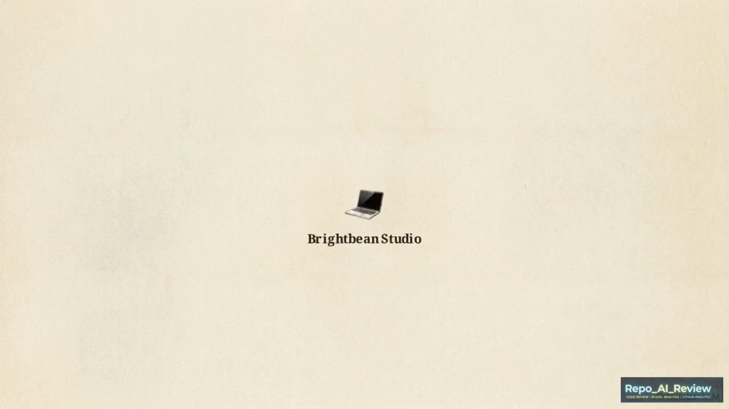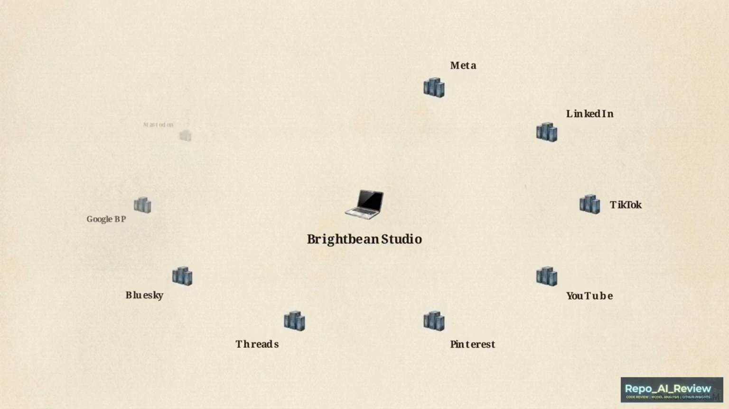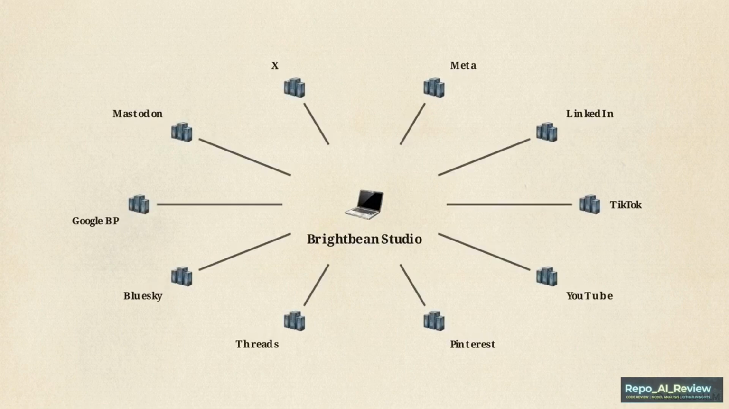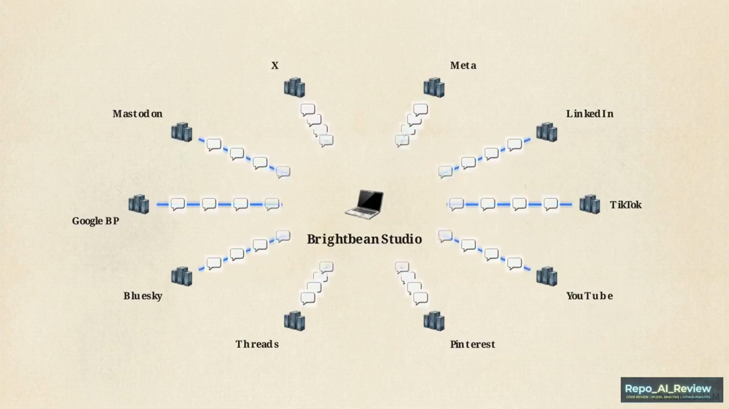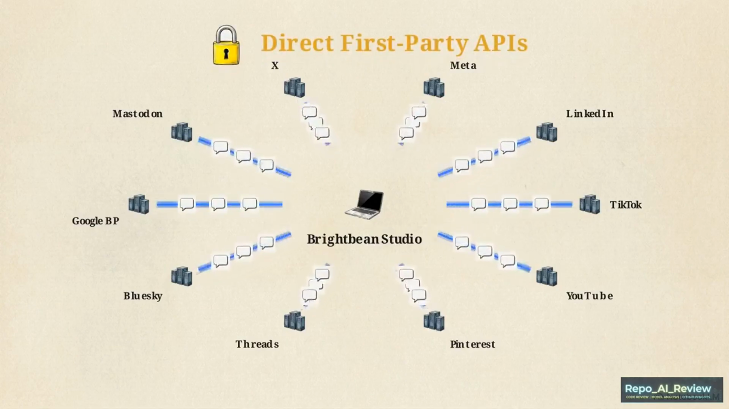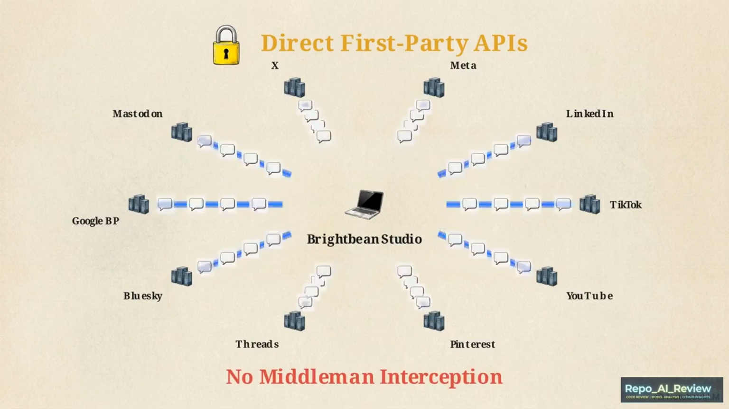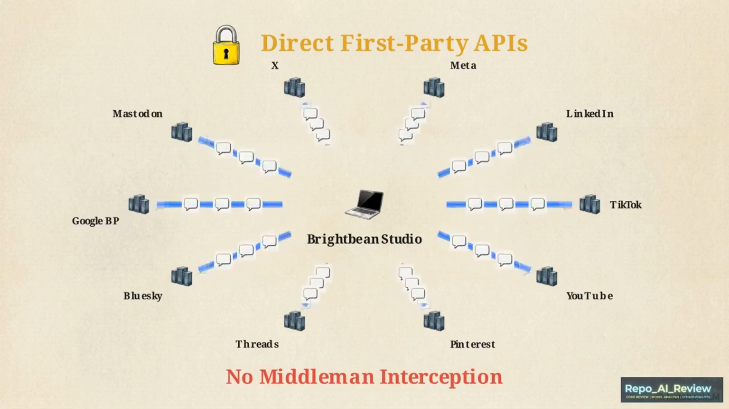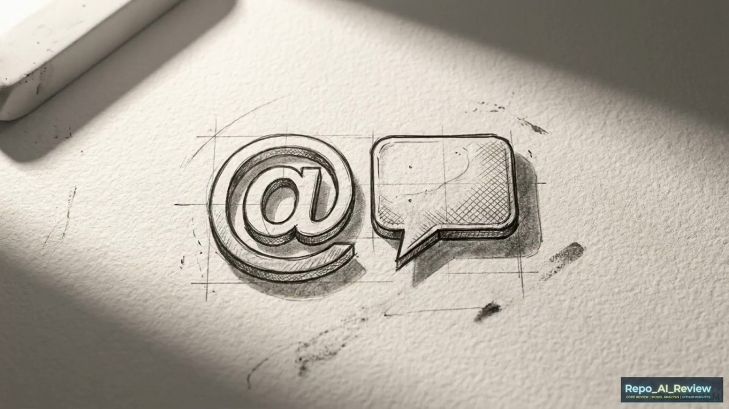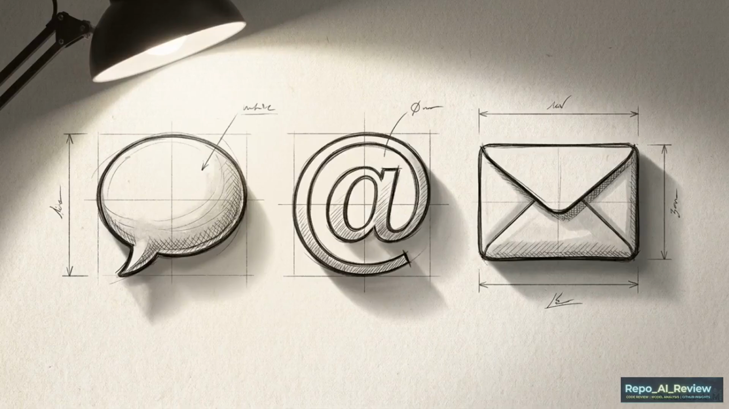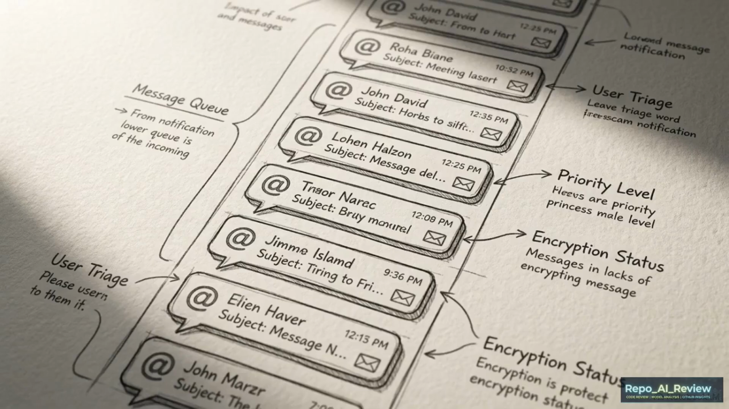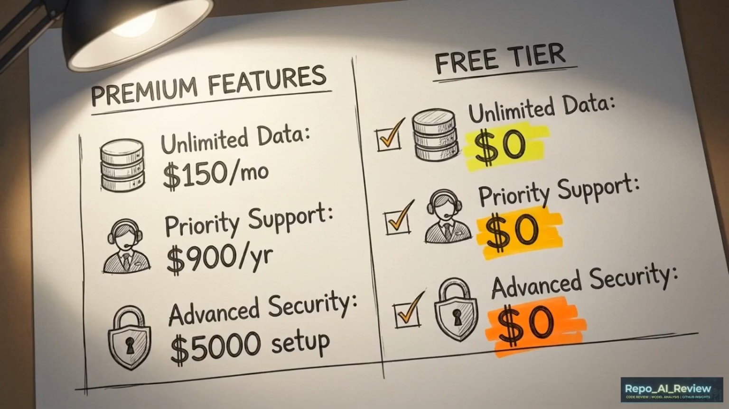This diagram illustrates the system's breadth. The central dashboard branches to over 10 platforms, including Meta, LinkedIn, and TikTok. Notice the data flow. These are direct, first-party API connections. There is no third-party aggregator intercepting the data. That direct line extends to inbound engagement as well, pulling comments, mentions, and messages from across the web into a single, unified inbox for your team to process. Brightbean matches the feature set of enterprise heavyweights, but delivers it without the paywalled restrictions.